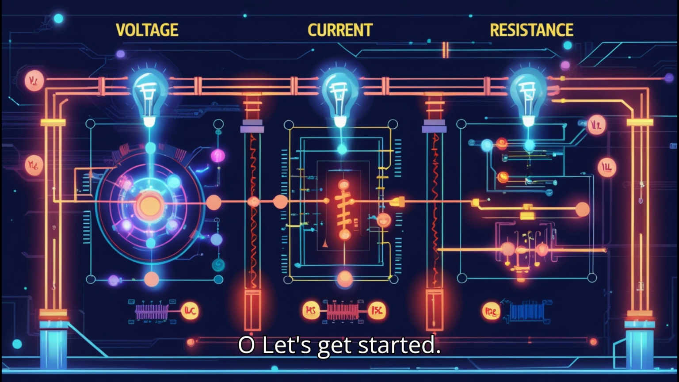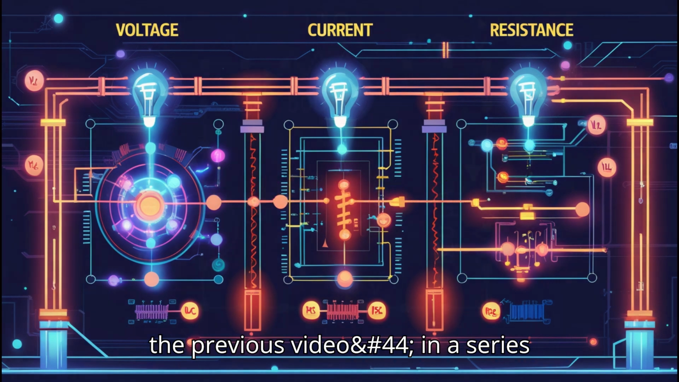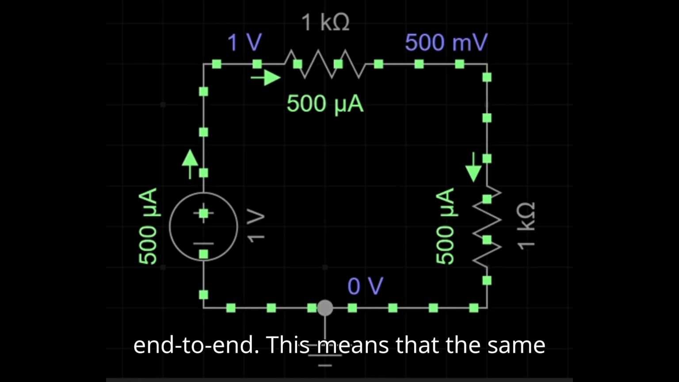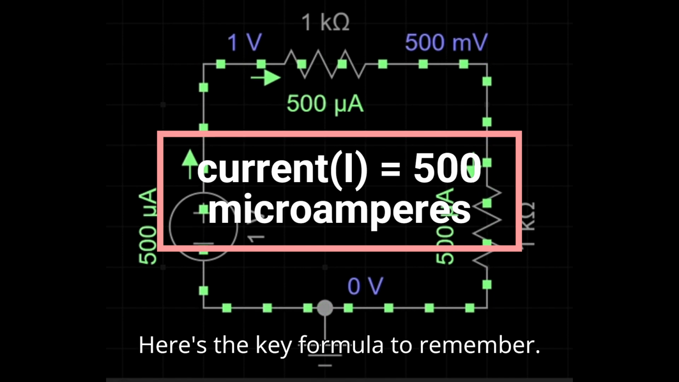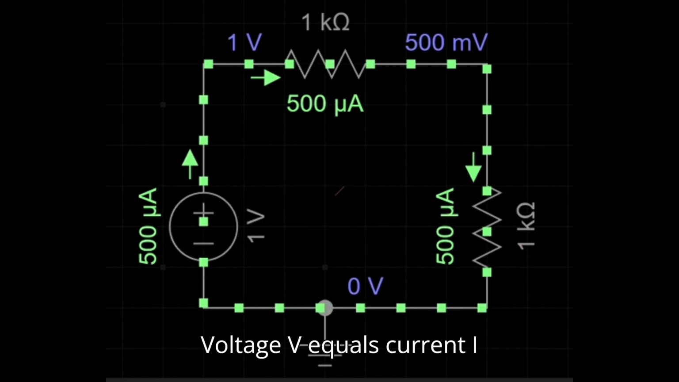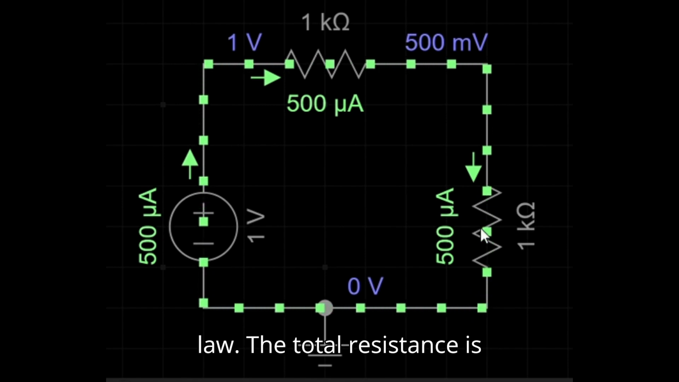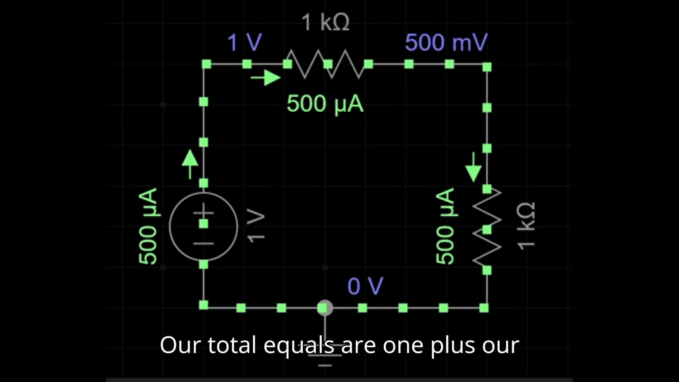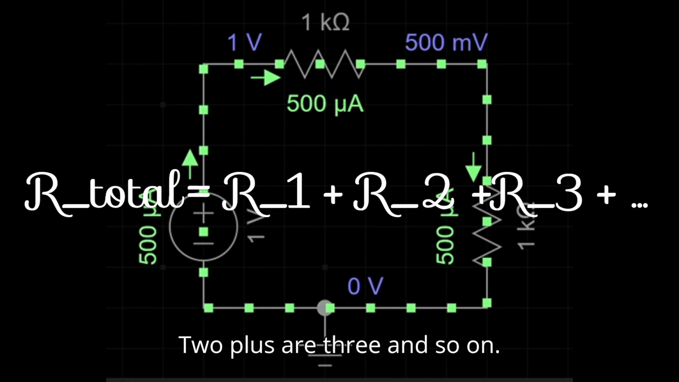So let's get started. Number 1, series circuits. As mentioned in the previous video, in a series circuit, components are connected end-to-end. This means that the same current flows through each component. Here's the key formula to remember. Voltage V equals current I times resistance R. This is Ohm's law. The total resistance is simply the sum of individual resistances. Our total equals R1 plus R2 plus R3, and so on.